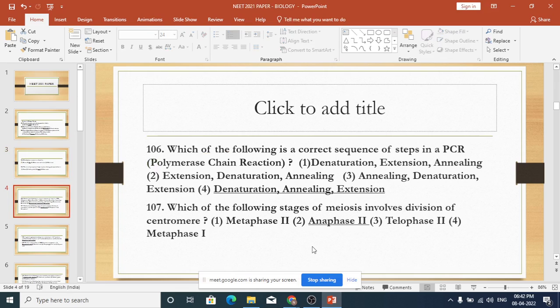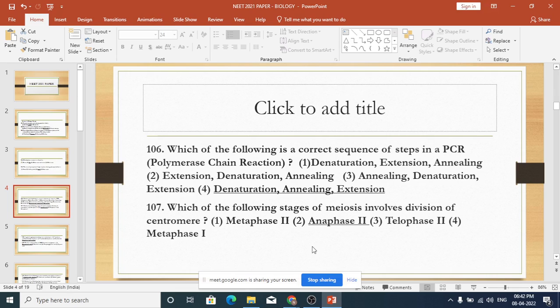Which of the following is the correct sequence of steps in a PCR, polymerase chain reaction? Is it 11th or 12th? It is 12th, sir. Polymerase chain reaction is 12th. So we can skip this one.